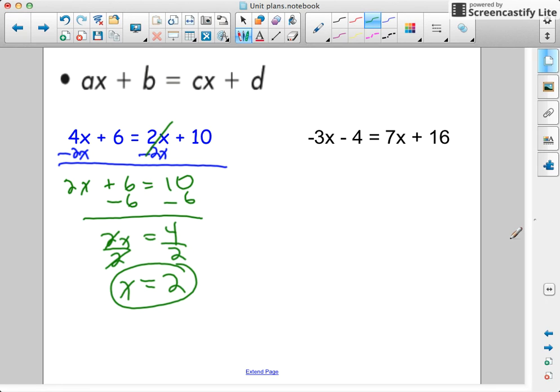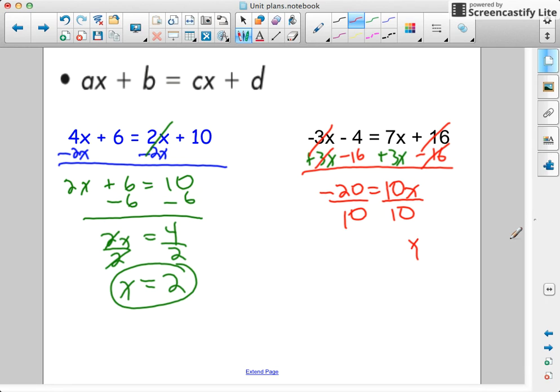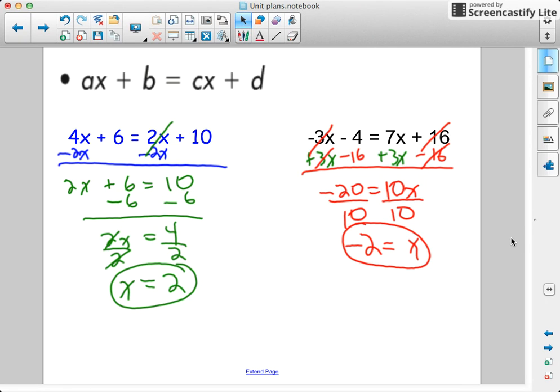Okay, let's try this one. I'm going to take my negative 3x over to 7x, so plus 3x. If this is simple for you and you want to do it all in the same step, you can. You could minus 16. So these cancel. These cancel. Negative 4 minus 16 is negative 20, equals 7x plus 3x is 10x. Okay, so divide by 10, and x equals negative 2. It's a great idea to check those every time.